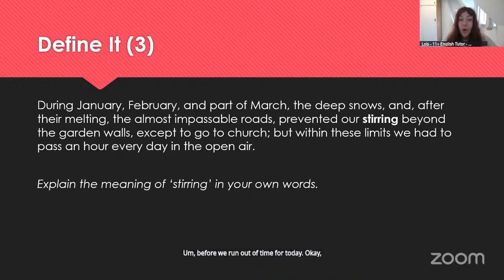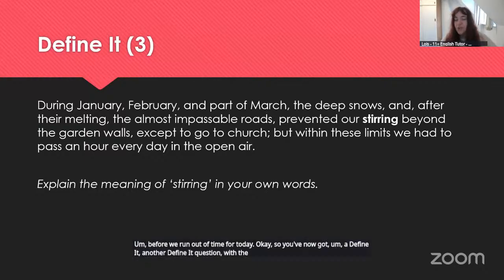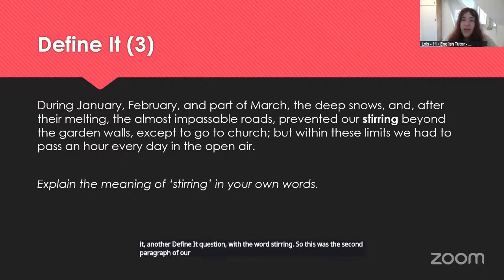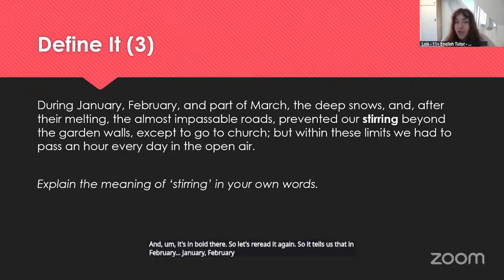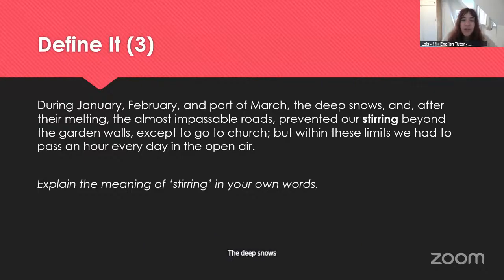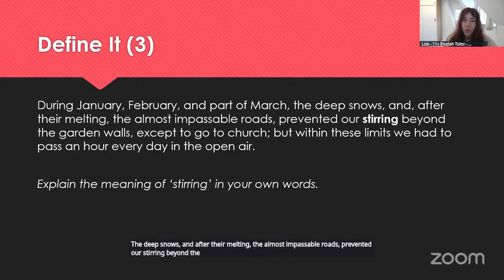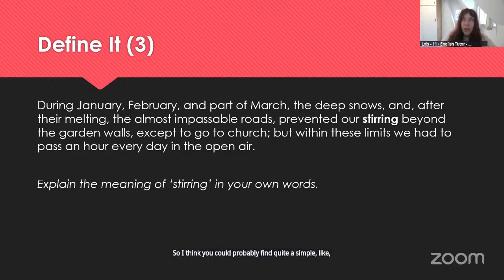Okay, so you've now got another define it question with the word stirring. This was the second paragraph of our passage, and it's in bold there. So let's reread it again. It tells us that in January, February, part of March, the deep snows and after their melting, the almost impassable roads prevented our stirring beyond the garden walls. So I think you could probably find quite a simple verb to replace stirring. It's quite a lot of possibilities.